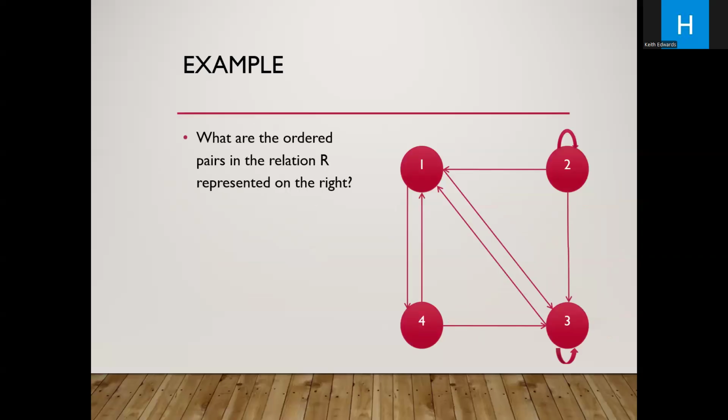So what are the ordered pairs in the relation R represented on the right? Well, we have an arrow going from 1 to 3. We have an arrow going from 1 out to 4. 2 goes to 1, 2 goes to 2, and 2 goes to 3. 3 goes back to 1. 3 does not go to 2. 3 goes to 3. And then 4 goes to 1, and 4 goes to 3, and that would form the relation.